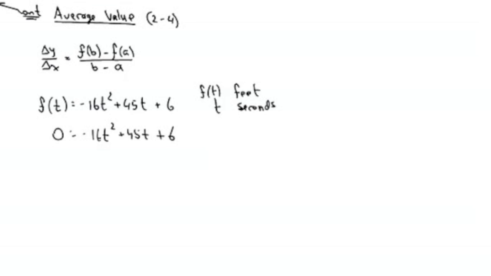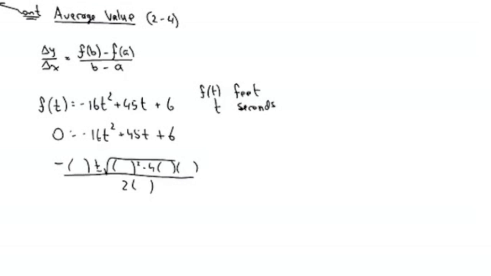So the only way to solve this is quadratic formula. You're kind of stuck with it. So you're going to have to go negative b plus or minus the square root of b squared minus 4ac all over 2a. Y'all remembered that for the test, right?